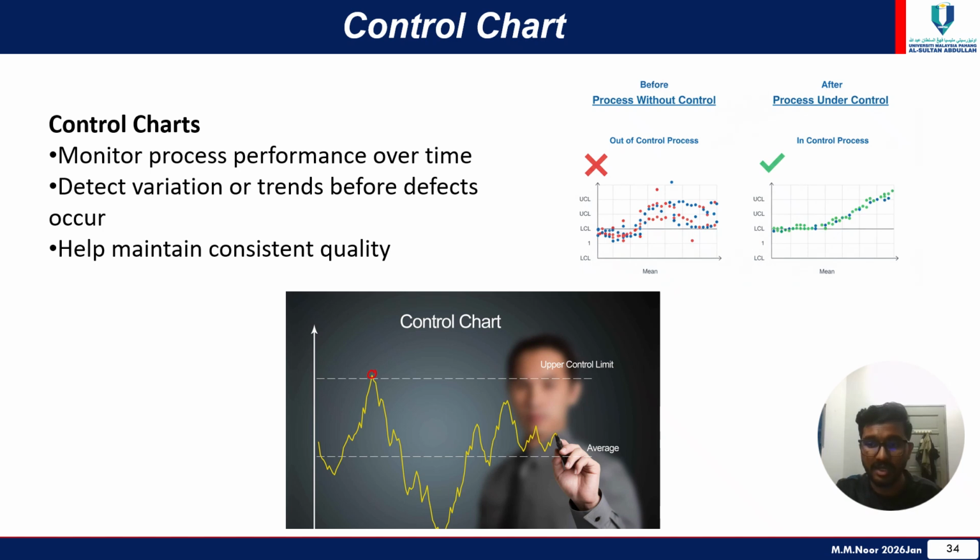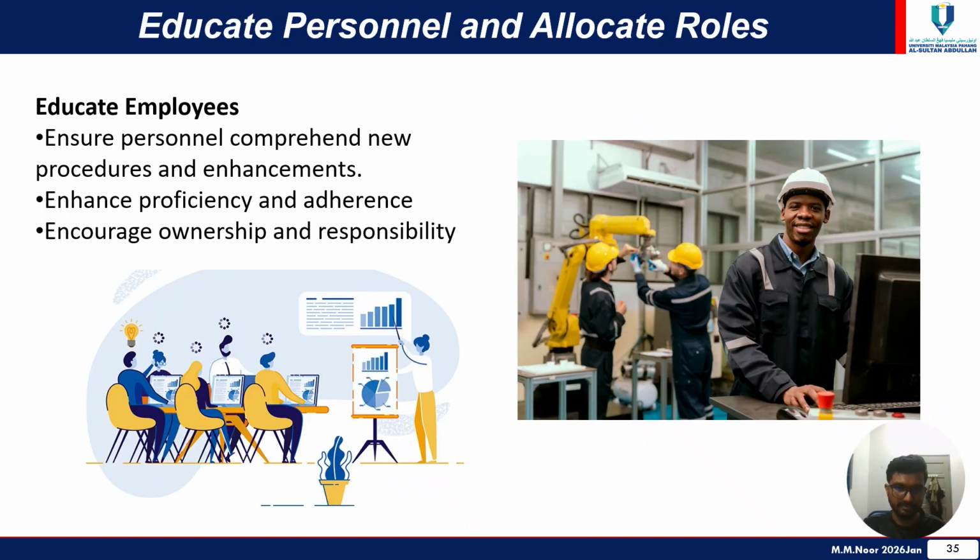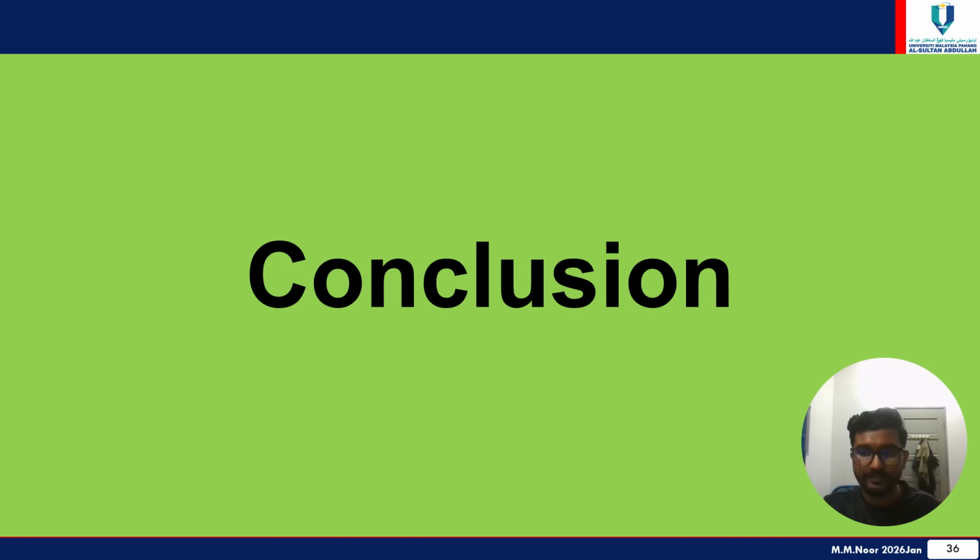Next is the control chart. Control charts monitor process performance over time, which also helps detect variation before defects occur. Next is educate personnel and roles. Employees are trained on new procedures and responsibilities, and clear role allocation ensures accountability and long-term success.